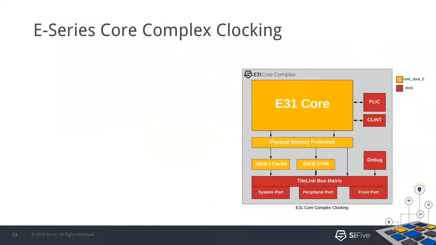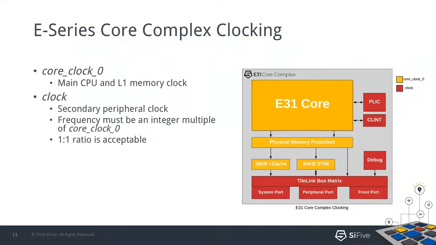On our E-Series core complex, we have 3 clock inputs into the design, the first being core clock 0. Core clock 0 is the main CPU and level 1 memory clock. Typically, when we quote frequencies on our website, this is the clock input that we're referring to. There's a secondary peripheral clock, simply called clock. The relationship between clock and core clock 0 is that clock must be an integer multiple of core clock 0, with a 1-to-1 ratio acceptable. So clock can be 1-to-1 with core clock 0, or 1-to-2, or 1-to-3, and so on.